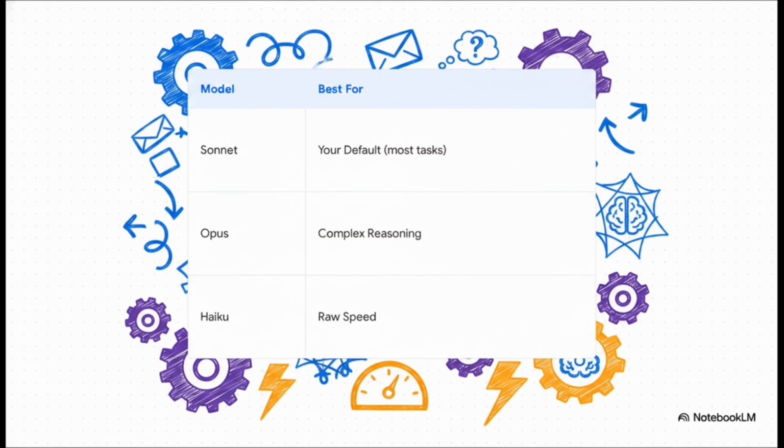Here's a simple way to actually think about it. If you always have Sonnet as your default, right? And when things get complex, you can switch to Opus, and when you just need speed, you can just use Haiku, right? The biggest mistake I see a lot of people making is using Opus for everything because they heard that's the most powerful model, right?